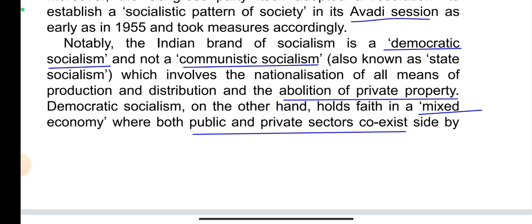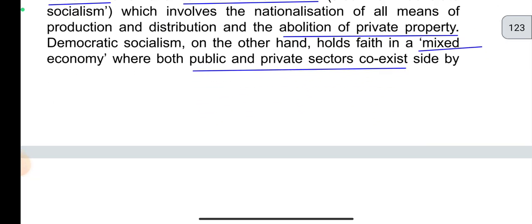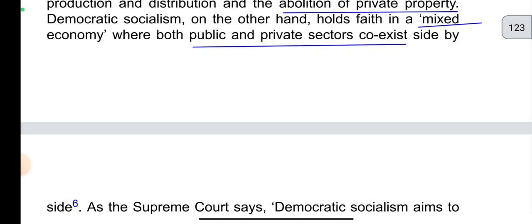Communistic socialism, also known as state socialism, involves the nationalization of all means of production and distribution and the abolition of private property. Democratic socialism, on the other hand, holds faith in a mixed economy where both public and private sectors coexist side by side.